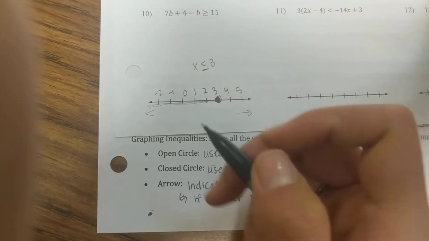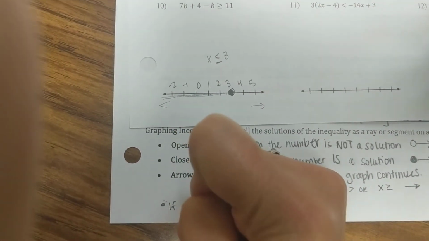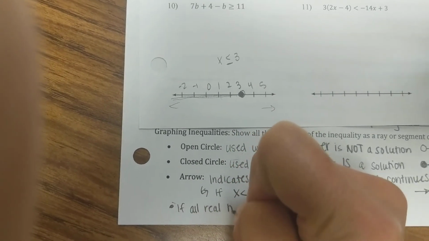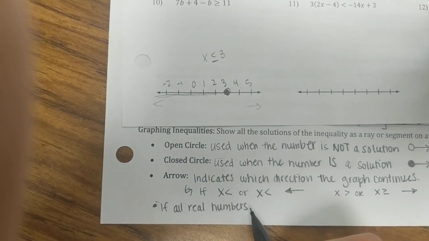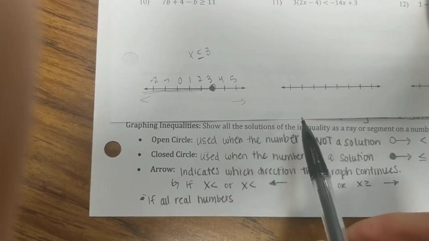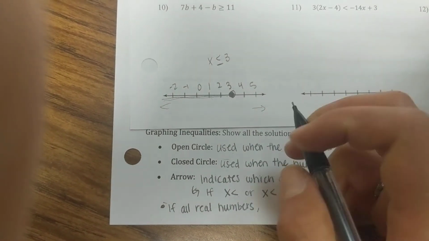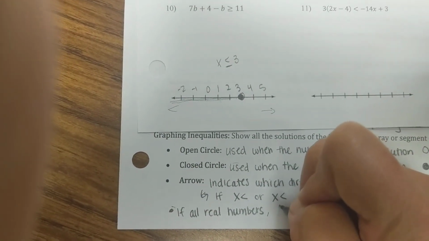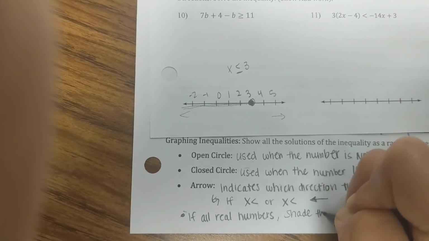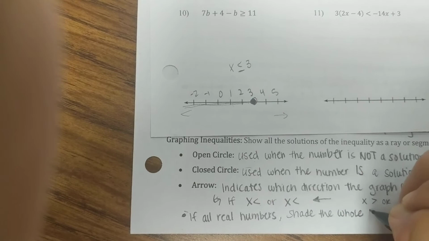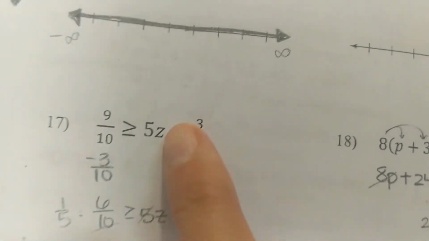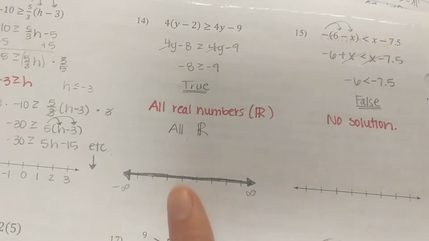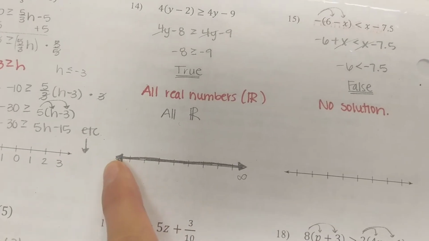All right, guys, the last thing we have to note. If we have all real numbers as our solution, meaning any value on the number line is a solution, what are we going to do? We're going to shade the whole number line. And I'll show you an example of that. So in this example we went over, that's all real numbers. Notice how I even shaded these arrows and I bolded those.